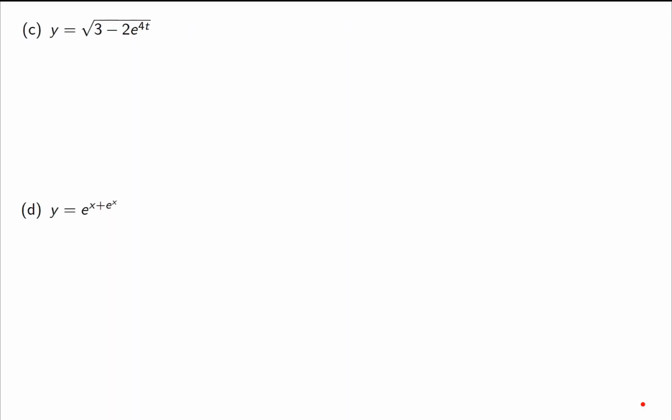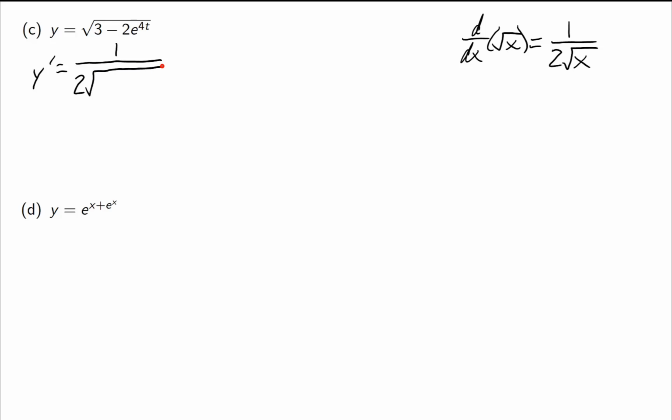With that idea in mind, for this one, this is a form of the power, and I could use the 1/2 power, but I have a special rule. Remember I told you that the derivative of square root of x has a rule that's so common you might as well memorize it, to be 1 over 2 square root of x. And I'm going to use that right here. The derivative would be using this rule, which would be 1 over 2 times the square root of, leave the inside alone, 3 minus 2e to the 4t, times the derivative of the inside.